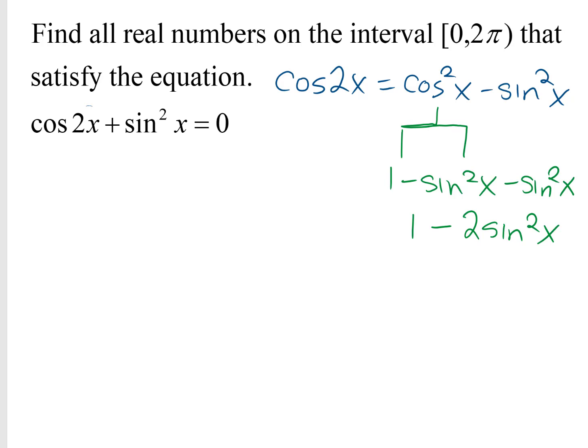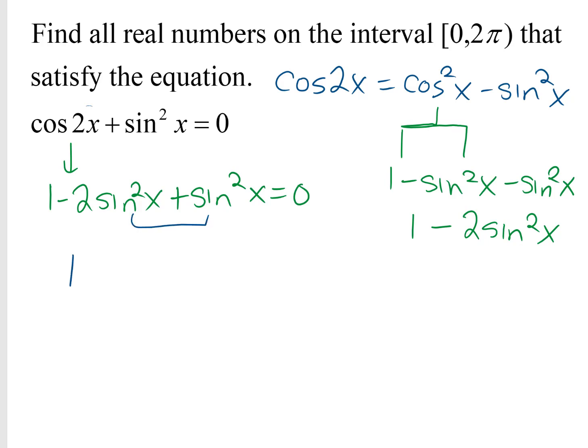So that's what I'm going to do. I'm going to replace this cosine 2x with 1 minus 2 sine squared x, and then I still have this other term, plus sine squared x, equals 0. So I can go ahead and combine these two sine squareds, and I would have 1, so minus 2 plus 1 will be minus a sine squared x equals 0.